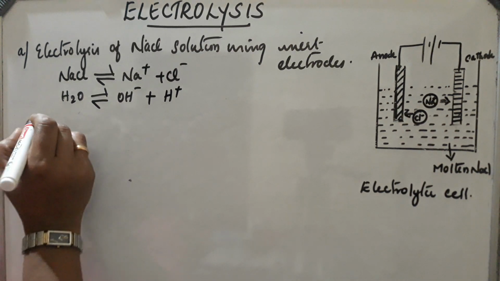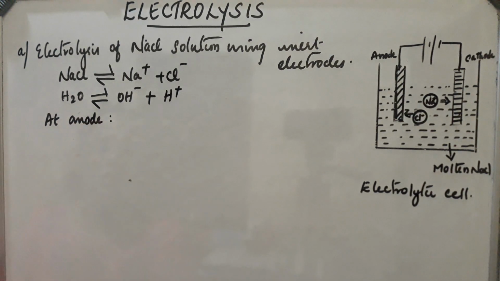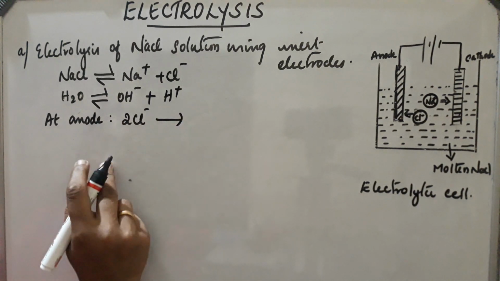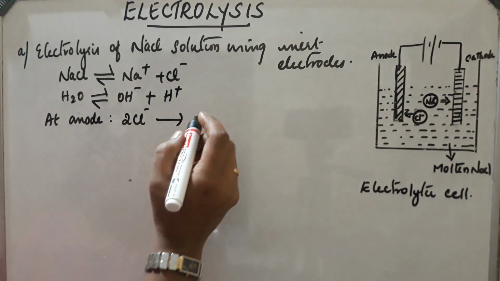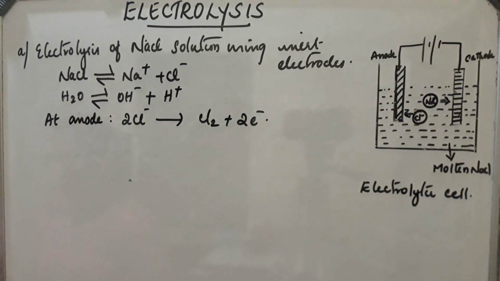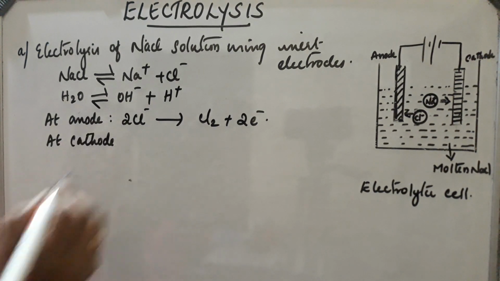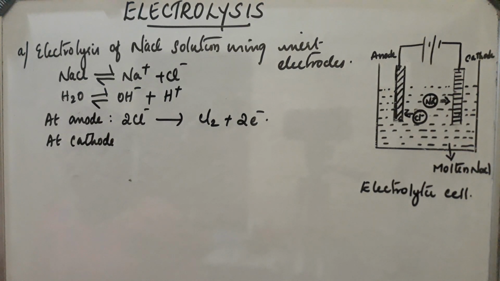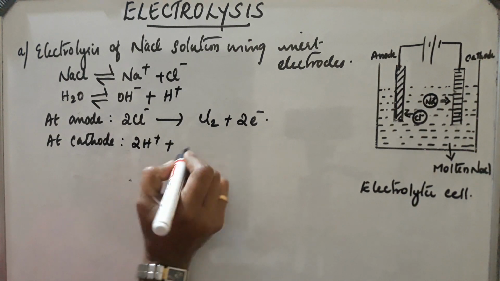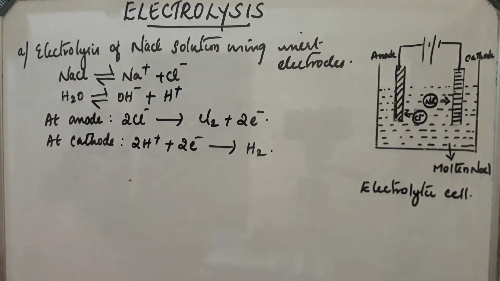So what happens at the anode? At the anode, which is the positive electrode, discharge of Cl minus ion takes place and forms Cl2, and 2 electrons are released. Okay, now at the cathode what happens? Here at the cathode, H plus ions accept those electrons and form H2. H2 gas is evolved at the cathode.